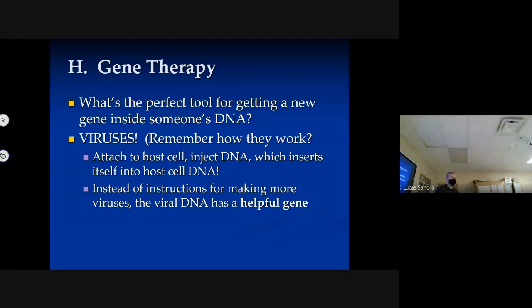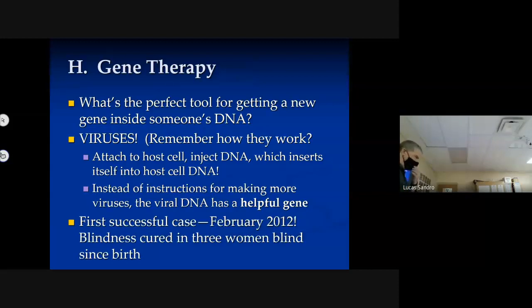And these poor brilliant scientists that made this breakthrough, because we've been talking about it for 30 or 40 years, finally, in 2012, they used it to cure genetic blindness. Three different people had their congenital blindness cured by a helpful virus. Amazing.